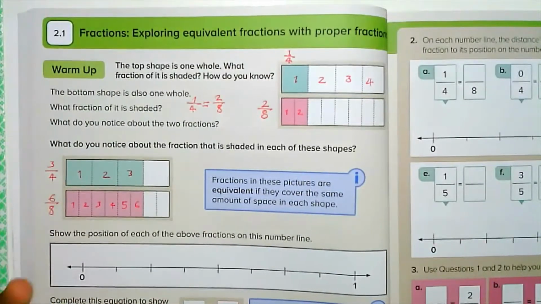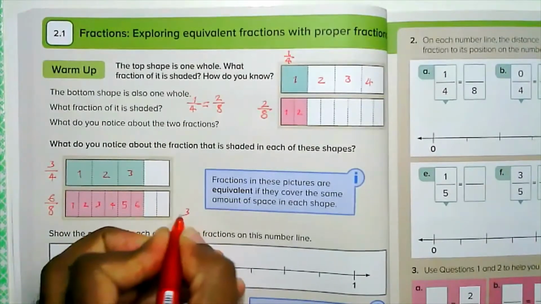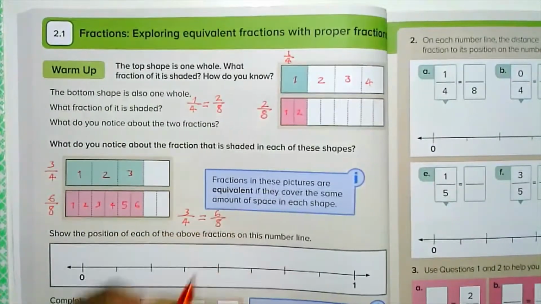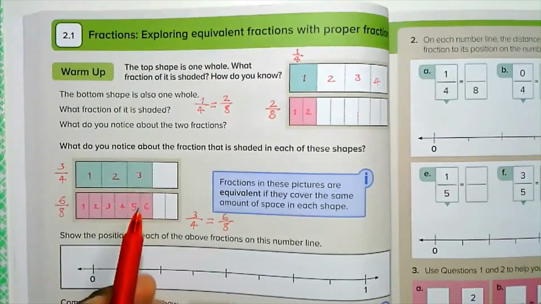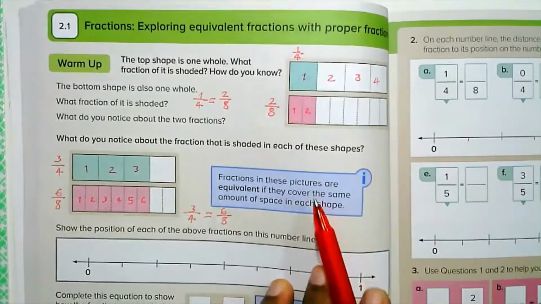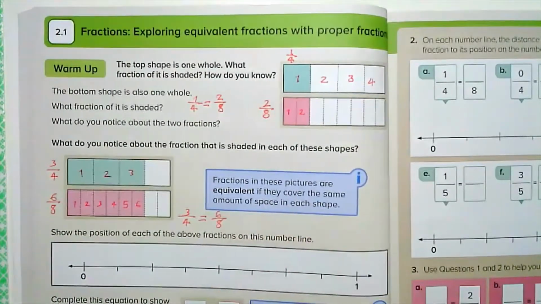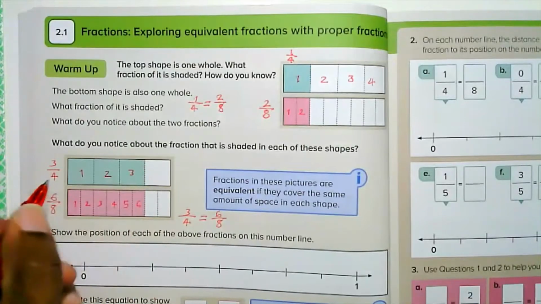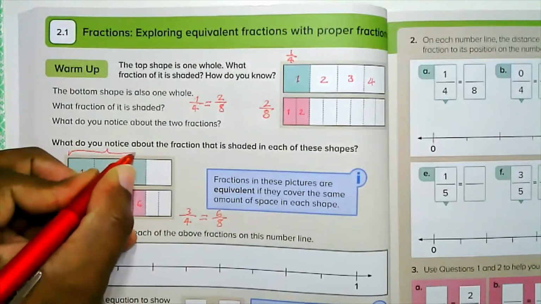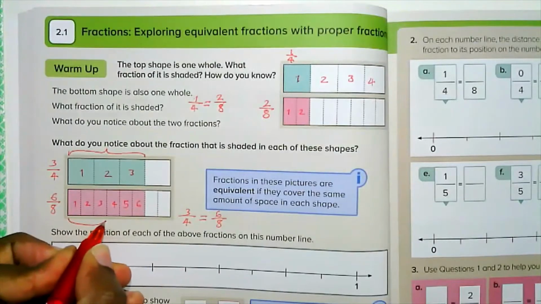And we can also notice they are equivalent. We can write it to be 3/4 is equal to 6/8 because it's the same portion that is shaded. Fractions in these pictures are equivalent if they cover the same amount of space in each shape. They cover the same amount of shape from here to here. It's the same amount of shape.